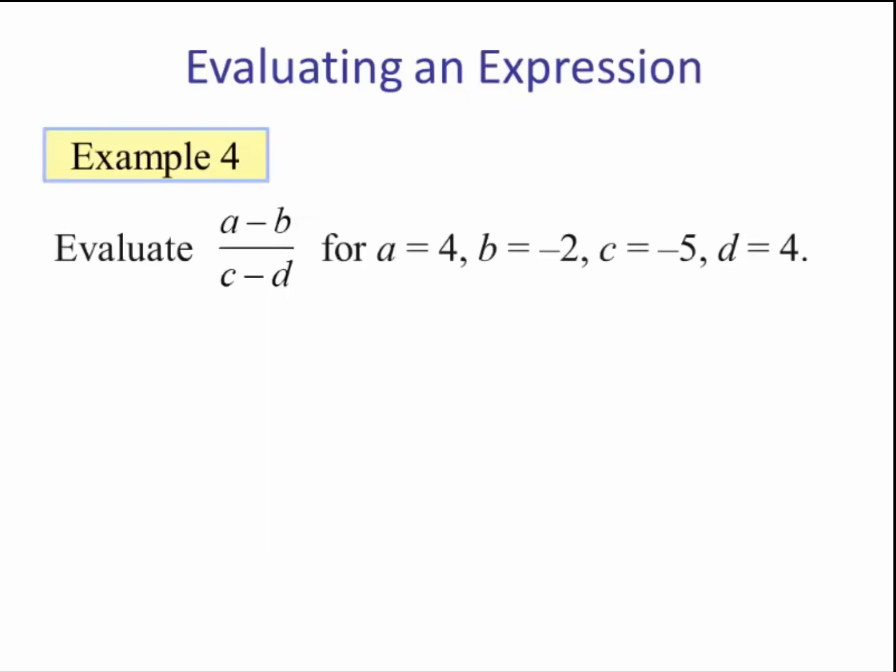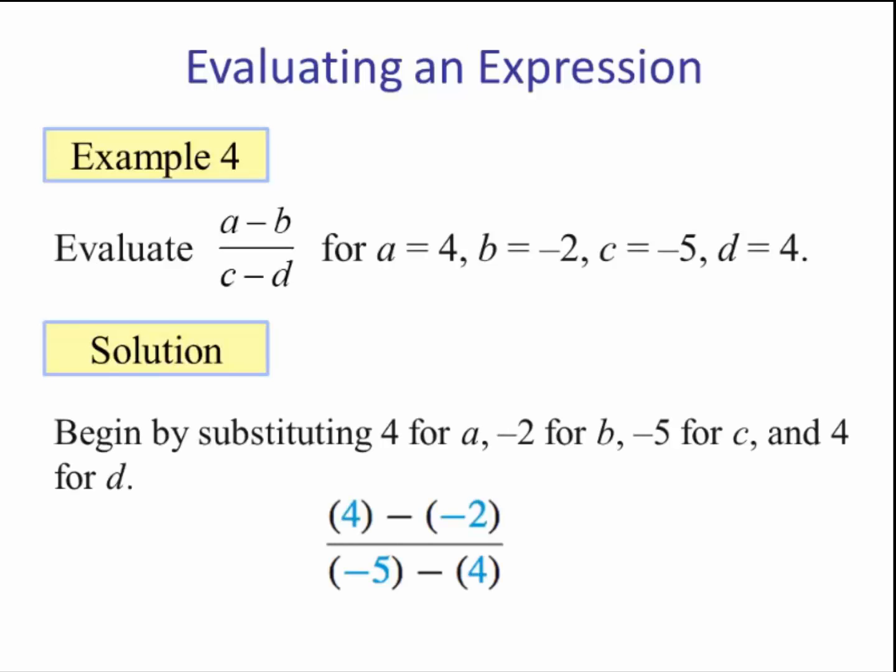Example 4. Evaluate the quantity A minus B divided by the quantity C minus D when A is 4, B is negative 2, C is negative 5, and D is 4. So the first thing that we do is substitute the numbers in for the variables. We have 4 minus negative 2, all being divided by negative 5 minus 4.